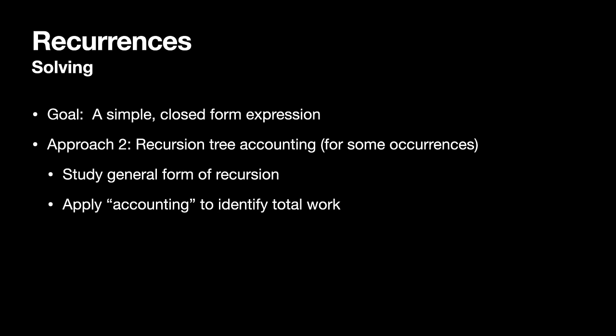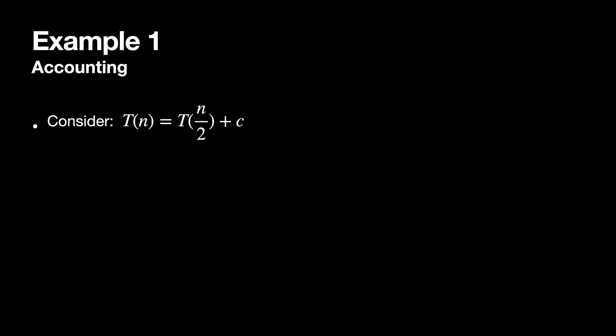So let's do a quick review of two examples that we looked at previously. So we had this recurrence, T of n equals T of n over 2 plus c. So the n over 2 indicates that the problem size is being cut at each recursive call, and the c indicates that we're doing a constant amount of work on each recursive call.